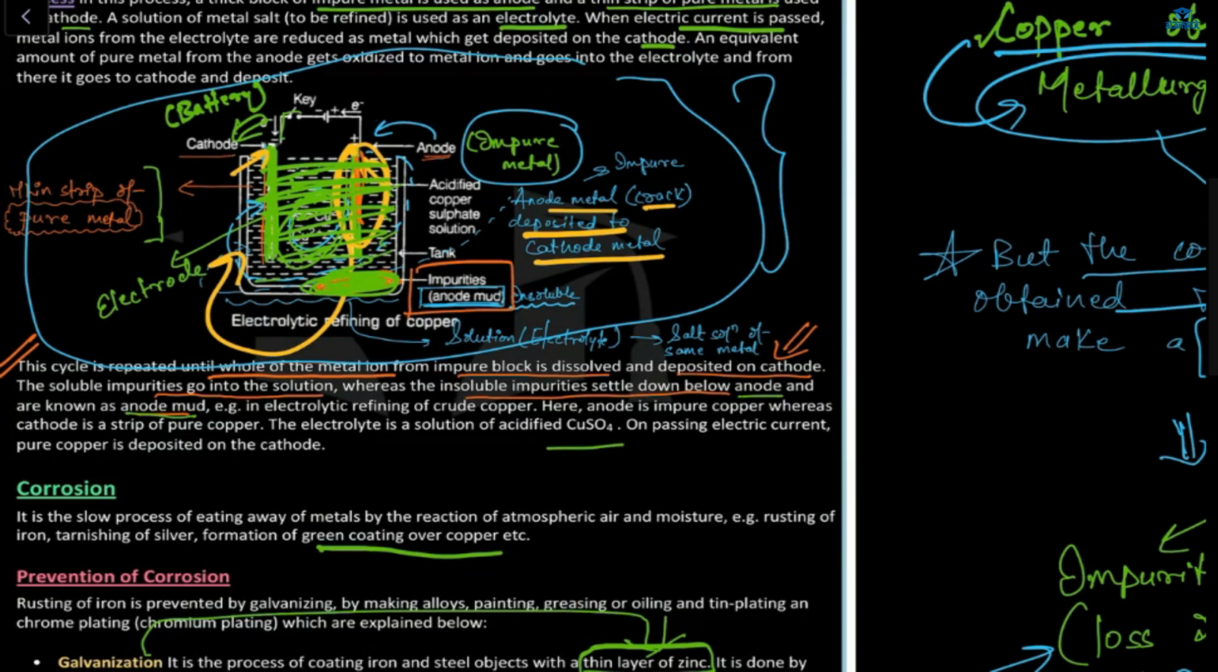The impurities settle down below the anode. Yes. So the impure block is dissolved and deposited on the cathode side, है ना? To make it pure. ठीक है?